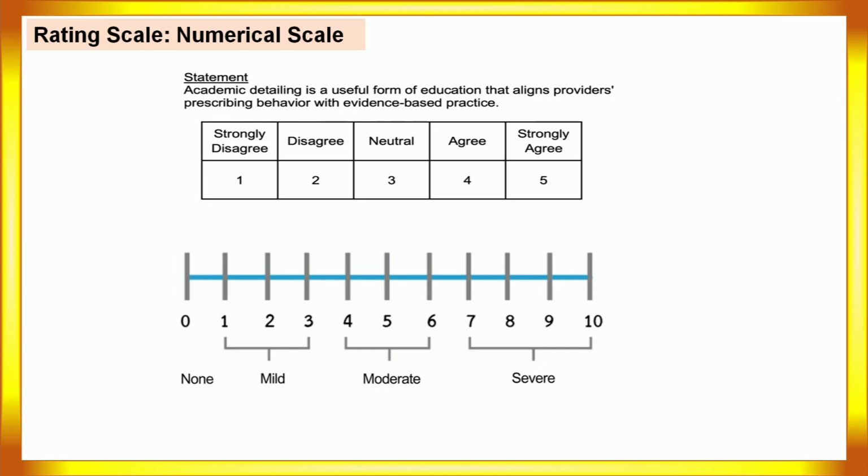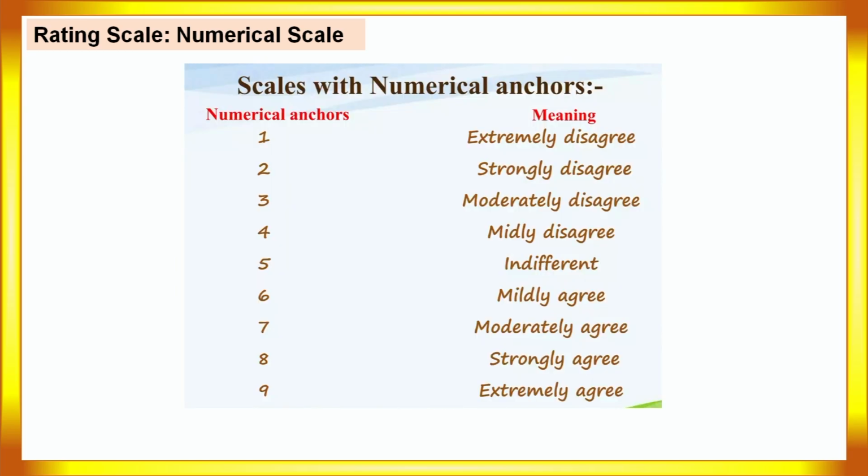But there are certain numerical scales that can be assigned with a 0 point also, where the neutral position lies on one side of the scale, and on the other side there may be a range from mild behavior to extreme behavior. That is also possible. Here again is an example of how this continuum is presented in a numerical scale.